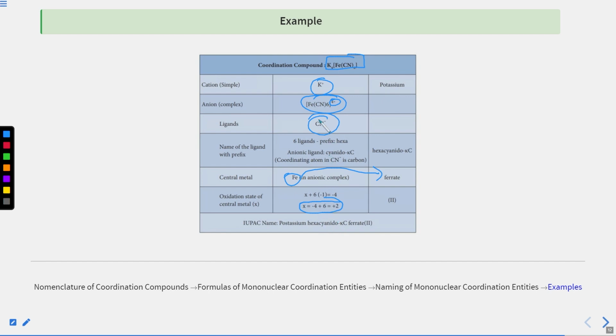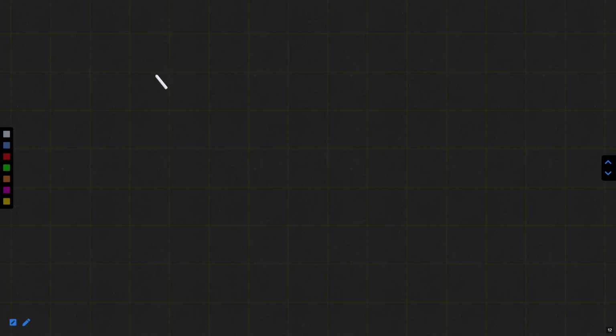So what would be the name? First, the name of K4 will be written. So this is also an important point. When we have a positive counter ion, it is written before the coordination complex, and in the nomenclature also the name comes first. So first we have written potassium, then we have written the name of the ligand, that is CN, that is cyanido. Okay, then we have written ferrate, which has an oxidation state of +2. Clear? So this is a very good example, and I would say you should remember some of the things. So what are those things?